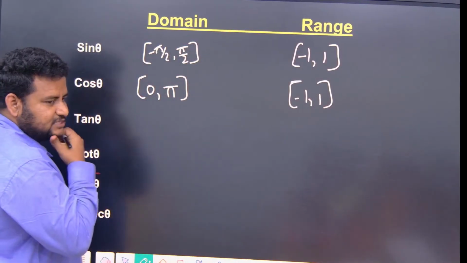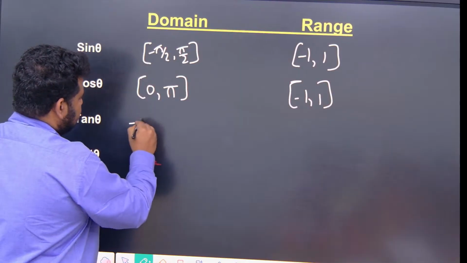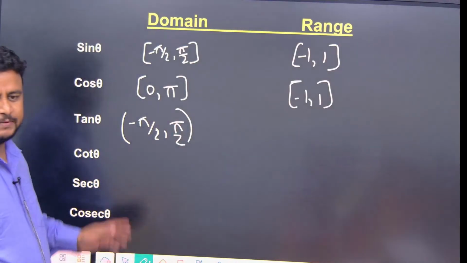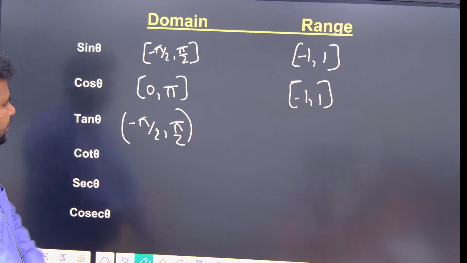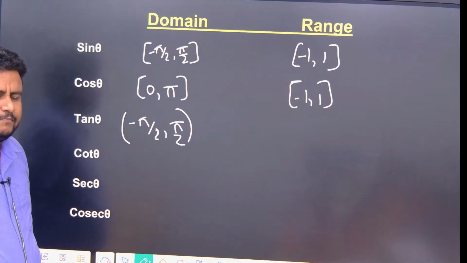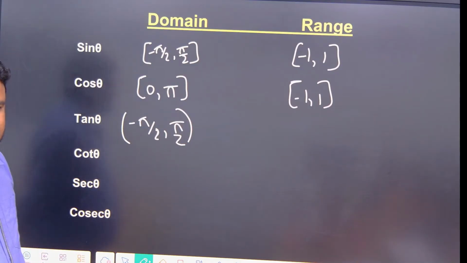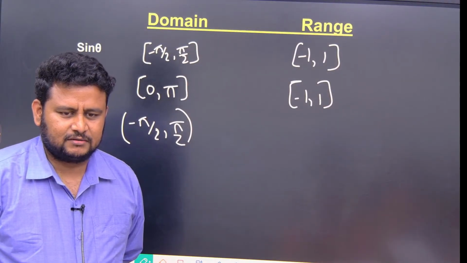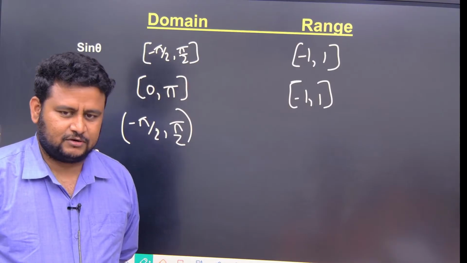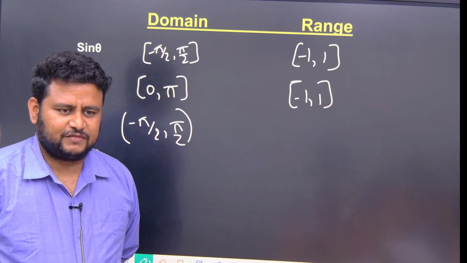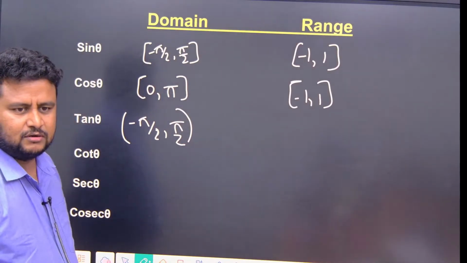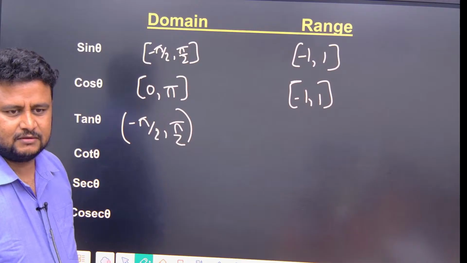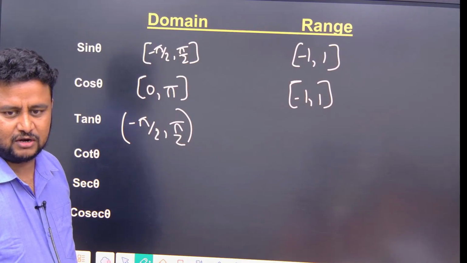Now tan theta is what? Minus pi by 2 to plus pi by 2, but this is an open interval. That means what? Open interval and closed interval, what is the difference? In an open interval the end points are not included. In a closed interval, both of them are included. Any doubt? Gayatri, understood what is open interval, closed interval? Do you know or not?